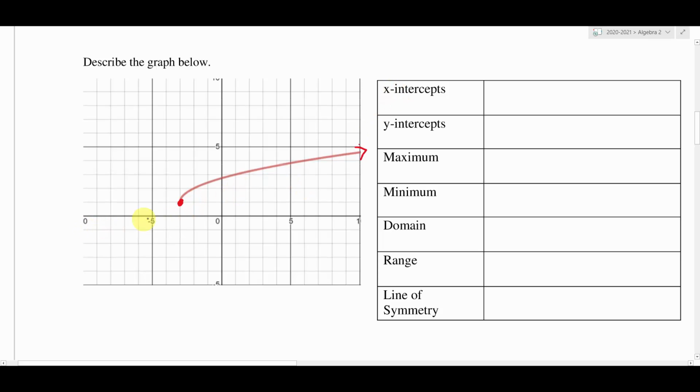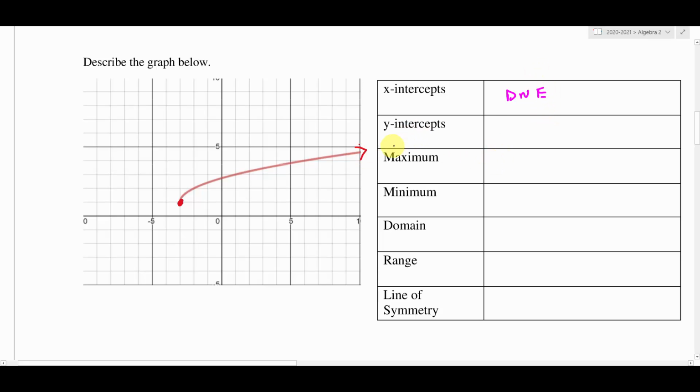So you'll notice the x-axis is down here below the function, and since this function continues off to the right and keeps going up forever and ever, it will never hit the x-axis. So we're going to say for x-intercepts, d and e.